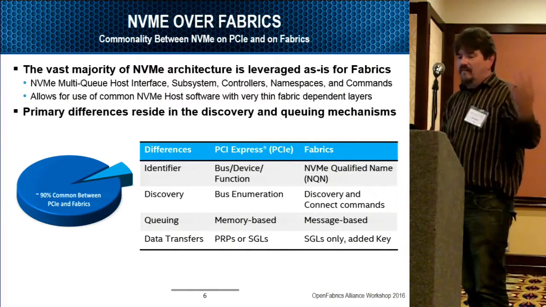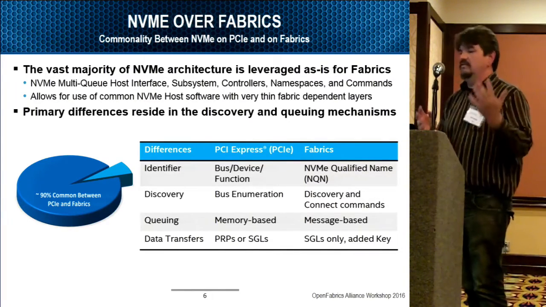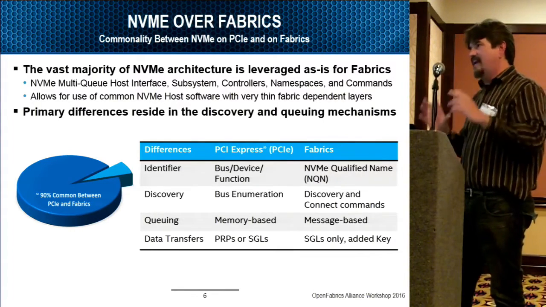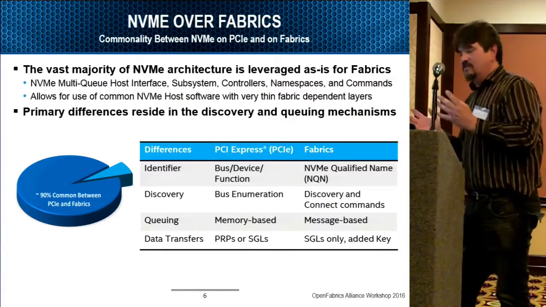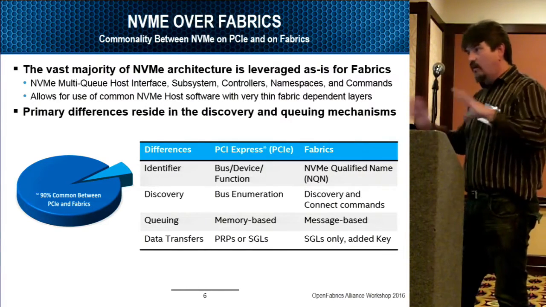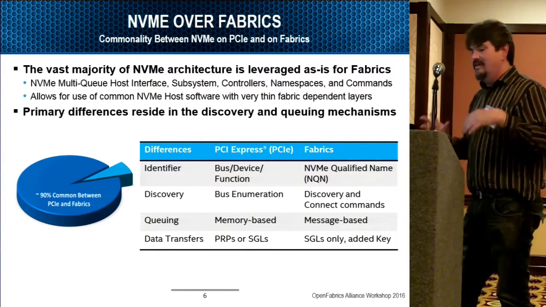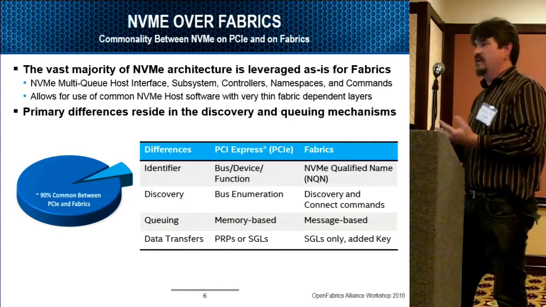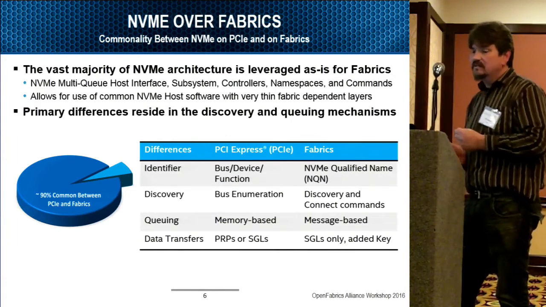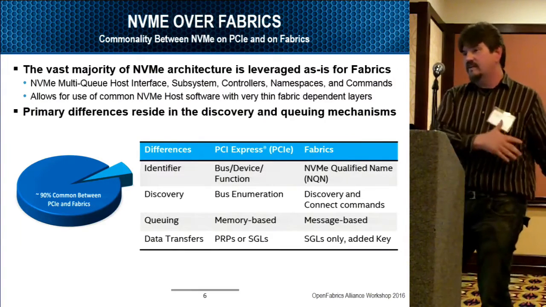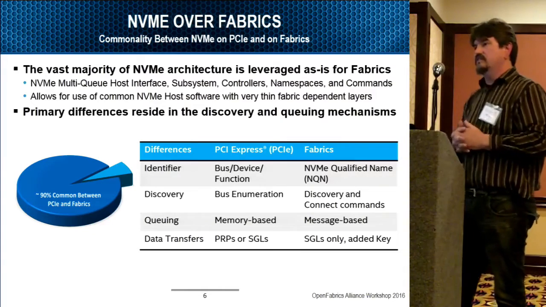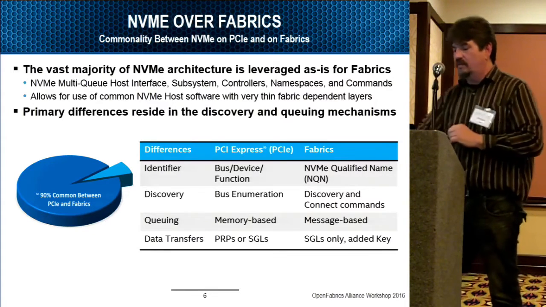For queuing, obviously, PCIe is memory-based. For fabrics, these are message-based. These are actually through defined capsules, we call them, that are common between all fabric types. For bulk data, PCI Express supports physical region pages and scatter-gather lists. For NVMe Over Fabrics, these are scatter-gather lists with added keys for the transports that can use them and want to use them.